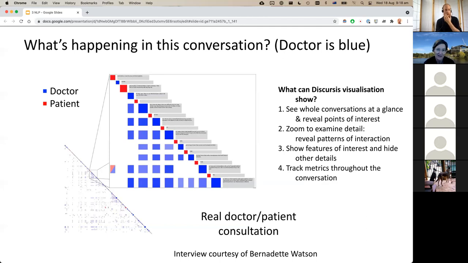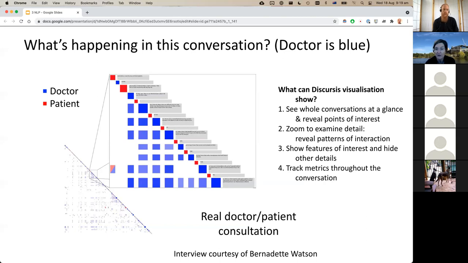On the right-hand side, whenever you do a visualization, and this is getting to a computer science issue rather than a language issue, a visualization overview is the first one. See the whole conversation at a glance. So Discursus is quite good for up to 200 turns in a conversation. The other thing it can do is reveal points of interest at a global level.